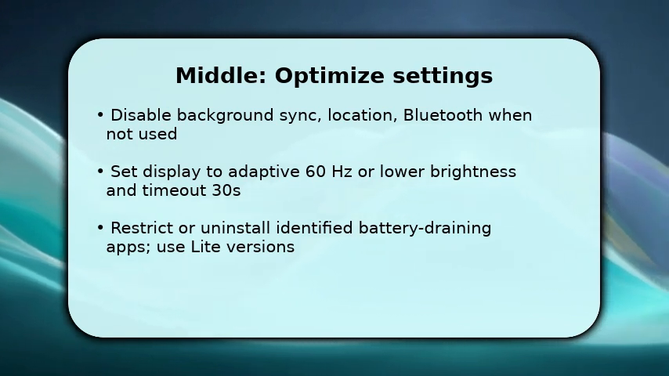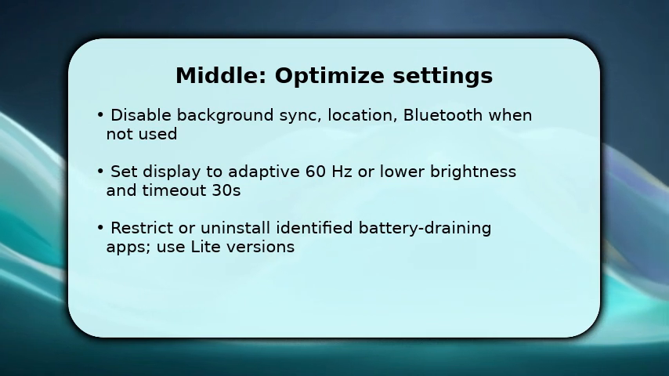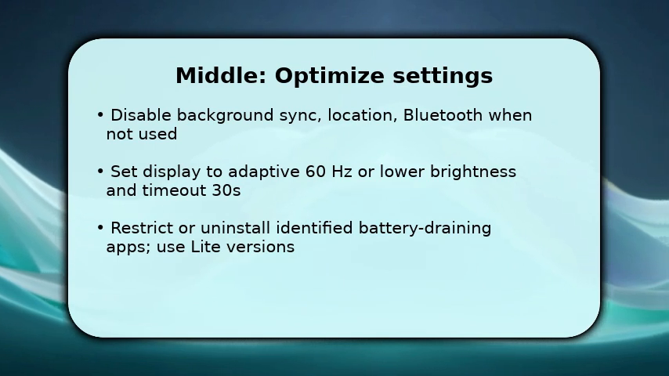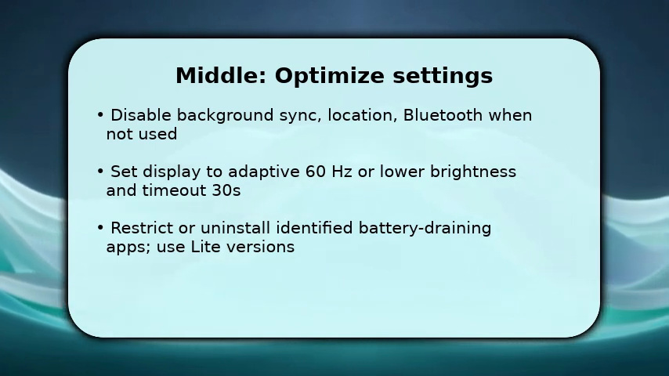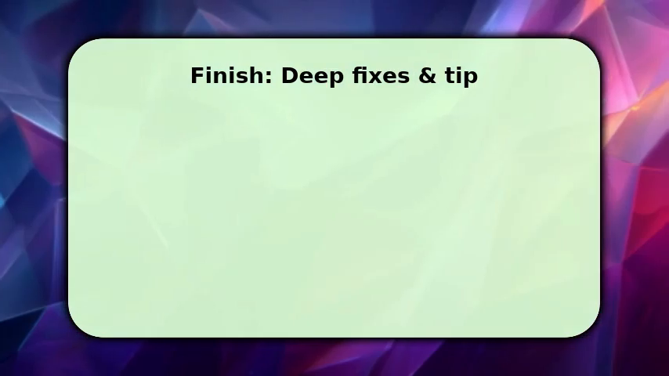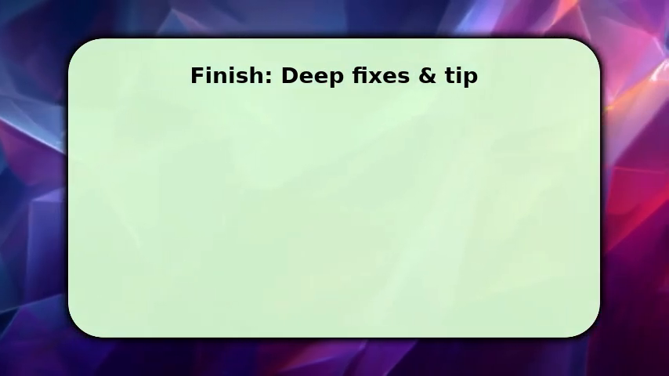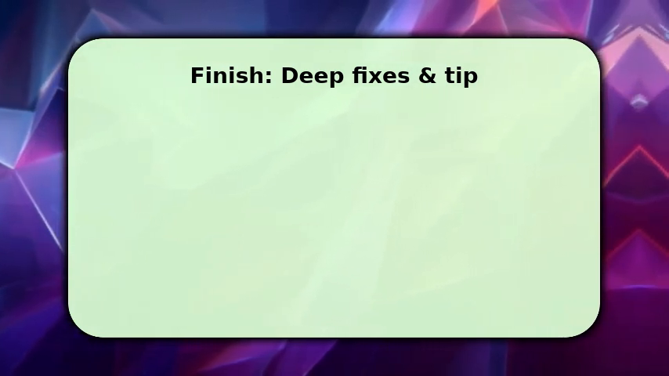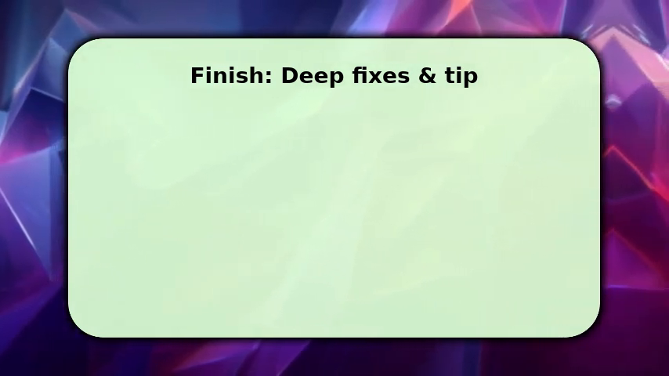Then restrict or uninstall the apps flagged earlier, or replace them with light versions, because app wake locks and background services are frequent culprits. To finish, you perform a battery calibration. Charge to 100%, use the phone until it reaches about 5%, then charge uninterrupted to full. This helps the system estimate capacity correctly.